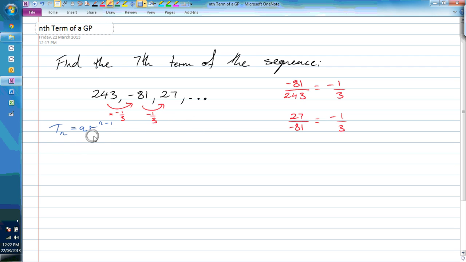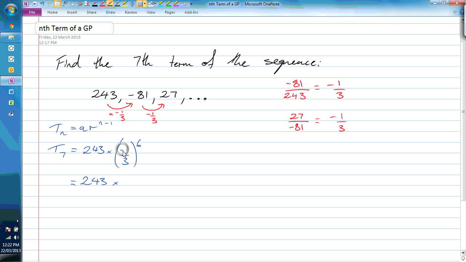Well, let's do a substitution here. Tn equals a r to the n minus 1. We are looking for the 7th term in the sequence. So we have T7 equals a, a is 243, times r. The common ratio is negative 1/3. And the power here is 1 less than n, so it's going to be 6. Now, this is another situation where you're not going to be able to do this without a calculator on you.